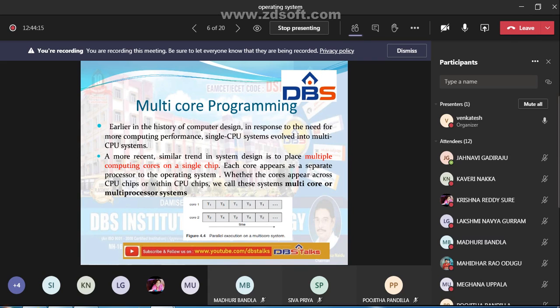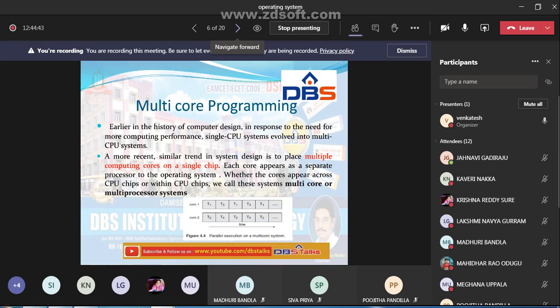If you see this diagram, two cores are there, core 1 and core 2. We are going to execute multiple tasks, T1, T2, T1, T3, T1, again T3, and T2, T4. That means a parallel execution of the different processes by using the multi-core within a single chip. Here we have only a single chip, and with that single chip, we are going to run multiple processes.